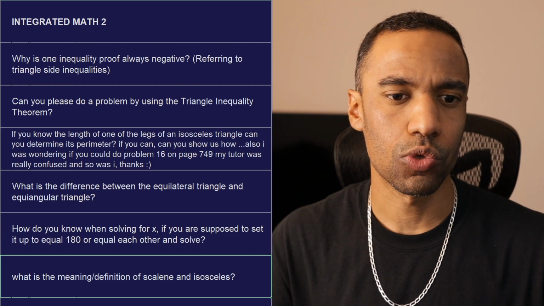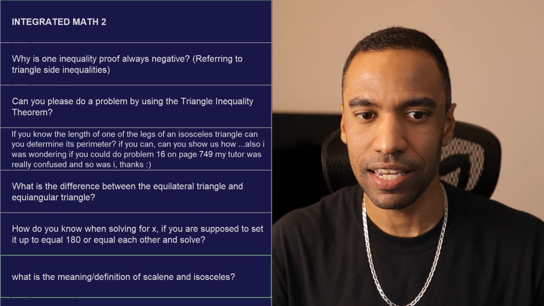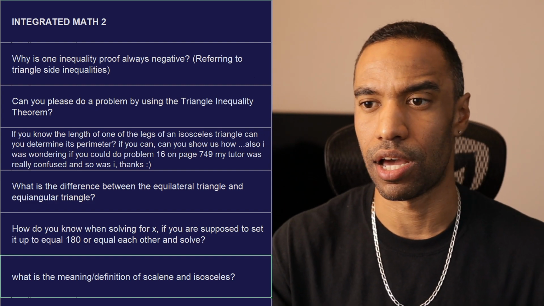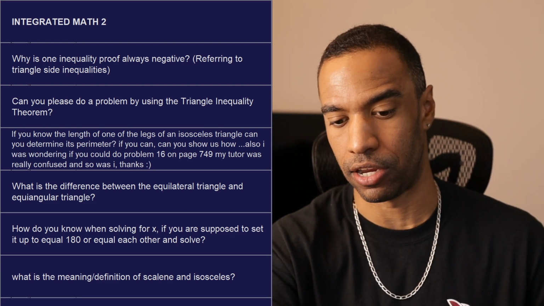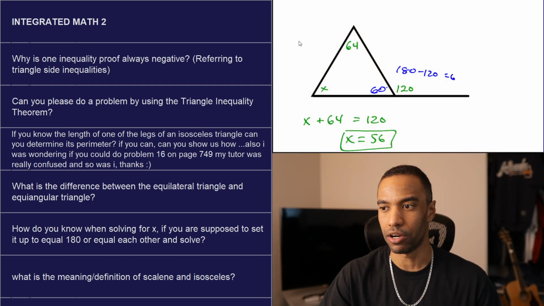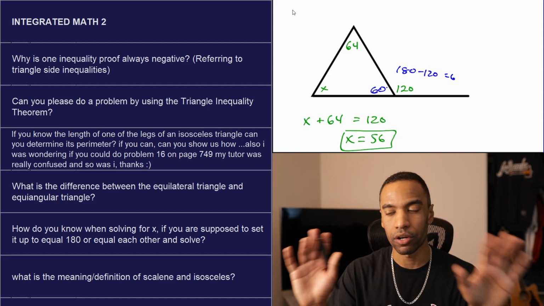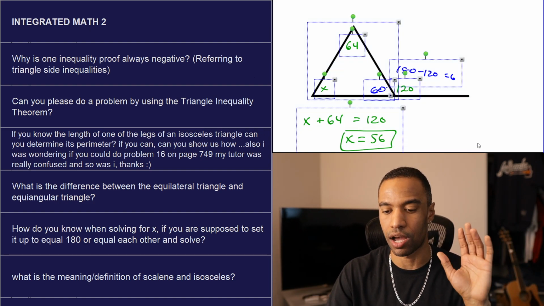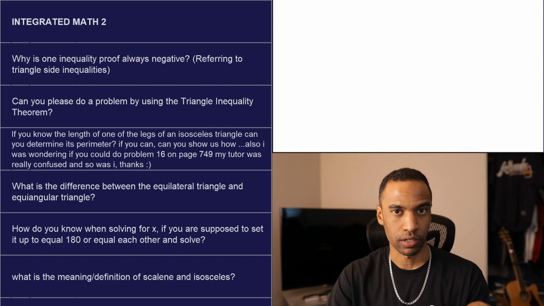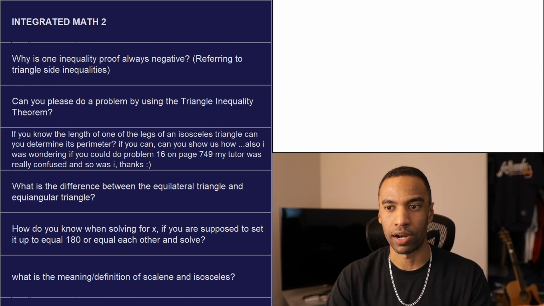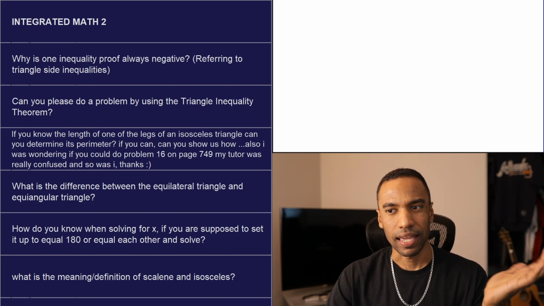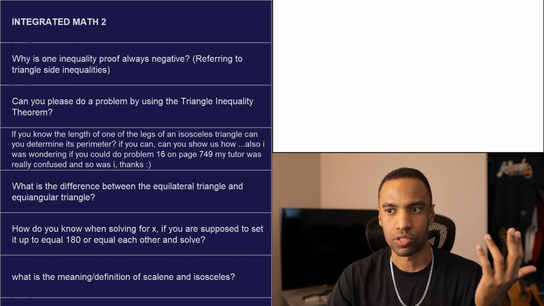All right, last question is, what is the meaning or definition of scalene and isosceles? We haven't really dived into scalene much. I mean, here's an example of a scalene triangle right here in the last example I just did. So there are three different kinds of triangles based on angle and side measure compared to one another. And I think it's in one of my sets of videos of notes and stuff.